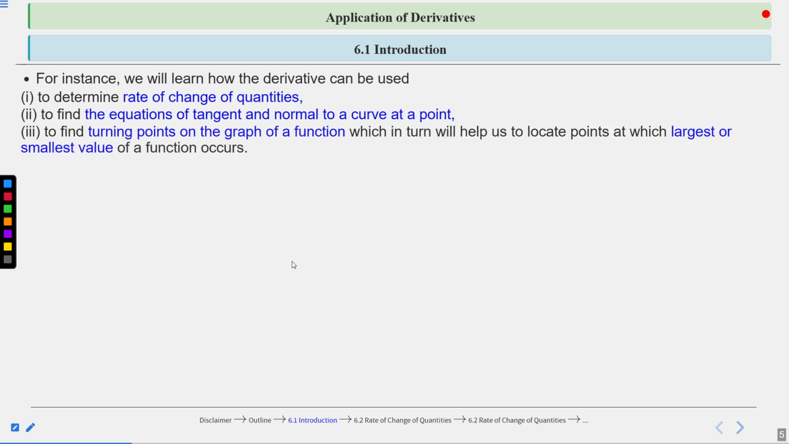Next, the derivative is used to find turning points on the graph of a function, which in turn will help us to locate points at which the largest or smallest value of a function occurs, right?